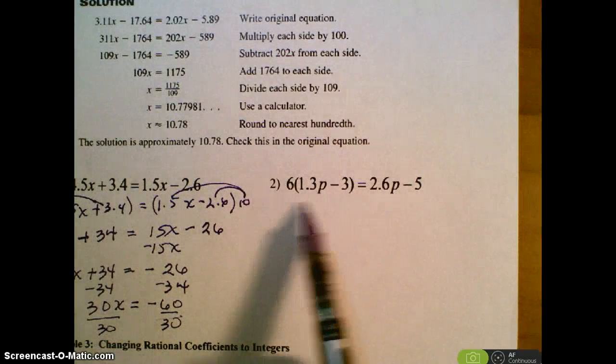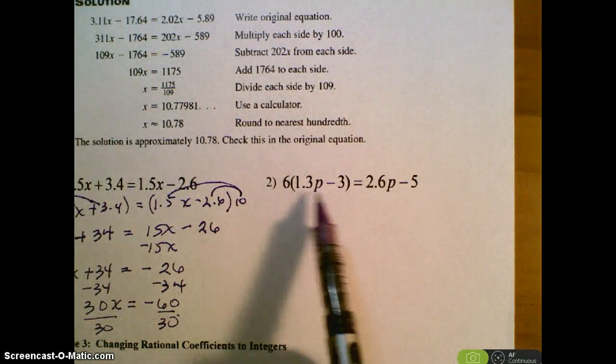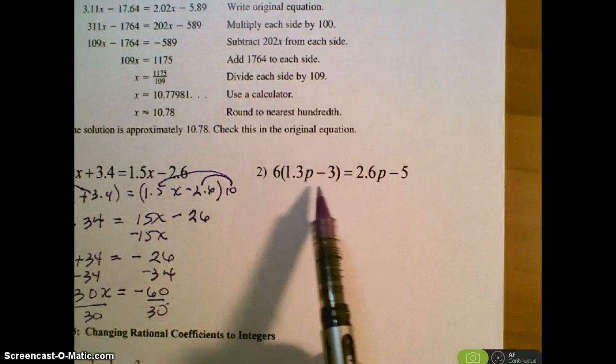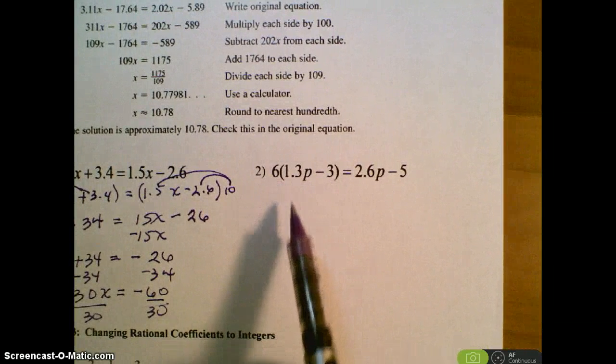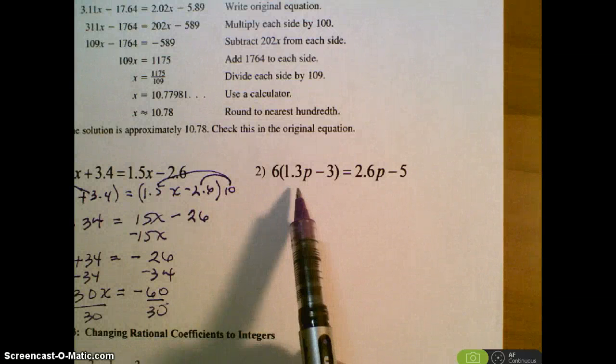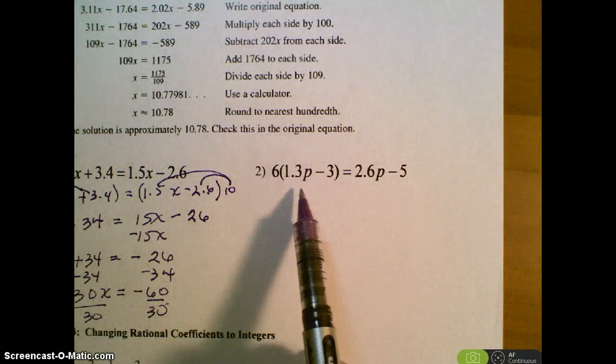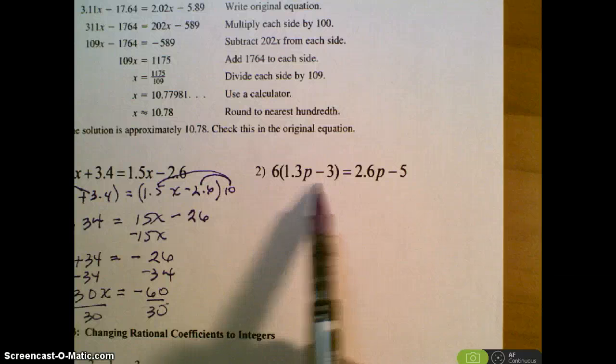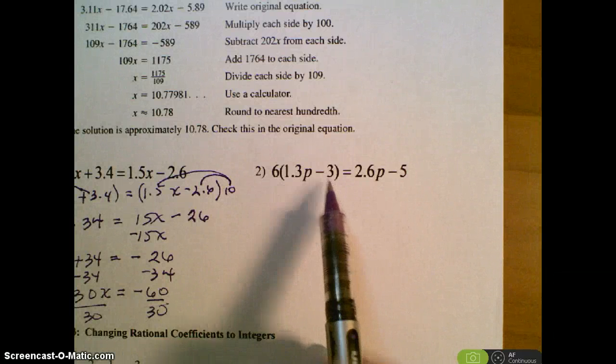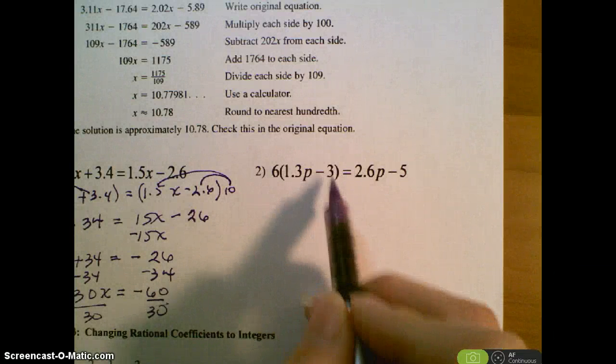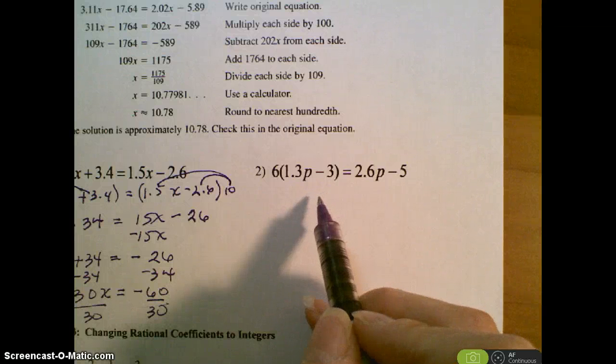Okay, let's do one more with a decimal in it. Notice over here we have a distributive property problem, and we also have decimals. So let's do order of operations. If I target inside the parentheses first, and we've talked about we cannot combine those since they're not like terms. This doesn't have a p. So this parentheses is going to mean multiplication instead.